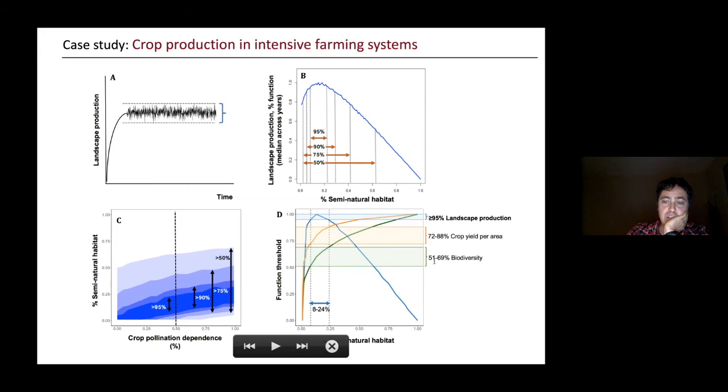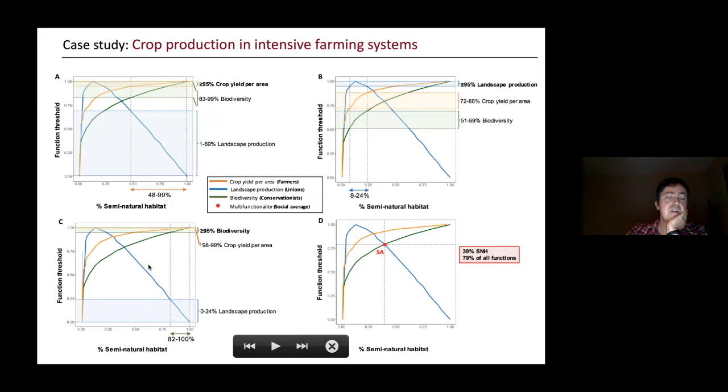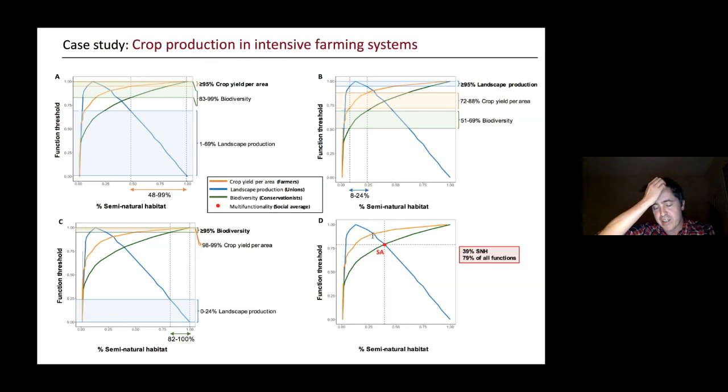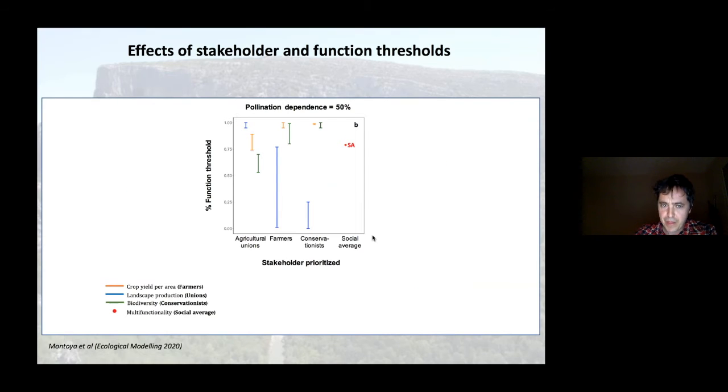And then we look at what is the provision of the other services within that range. So we can do this for any of the three services. And finally, we were also interested in looking at a kind of social average scenario where we target multifunctional landscapes. We did this by applying a maximin approach, which essentially maximizes the provision of the least provisioned service. So I hope it's not too complicated.